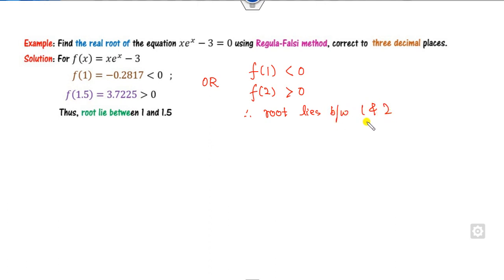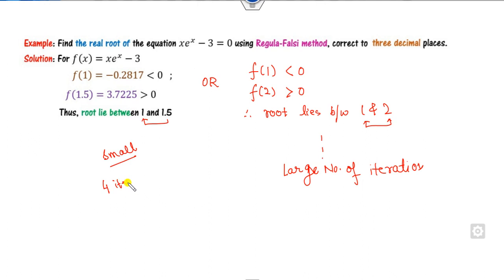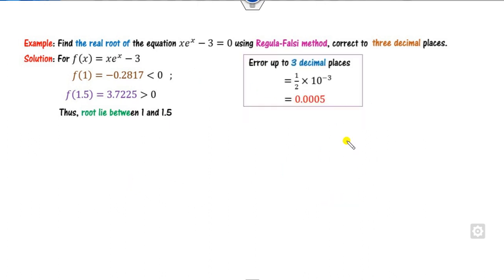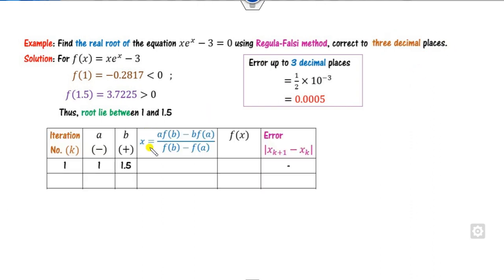1 and 2. But you can see the length of this is larger than of this. So this will take a large number of iterations, while this has a small number of iterations. Like say, if this takes 4 iterations, then it definitely takes at least 7 iterations here. Now we need up to 3 decimal places. So the tolerance is half into 10 raised to power minus n, n is my 3. Now we can take the table.